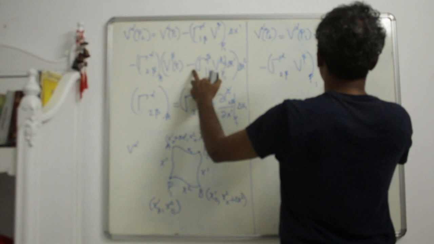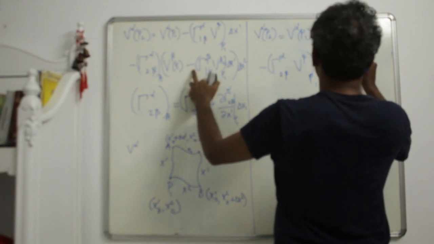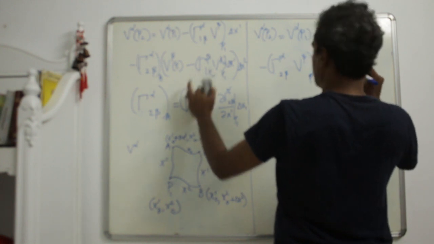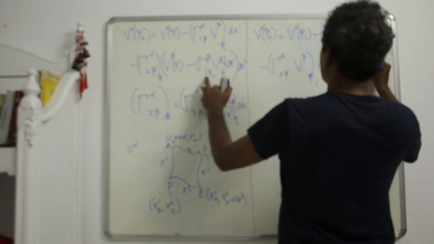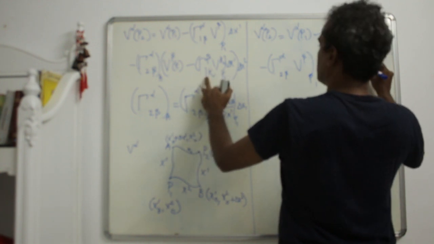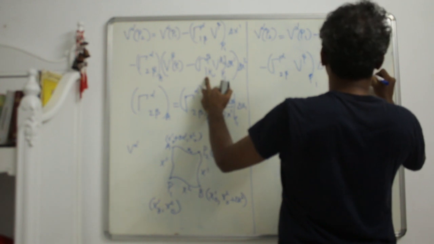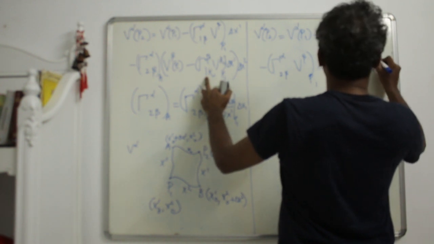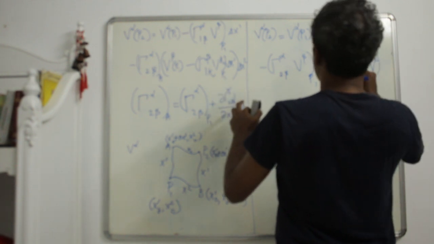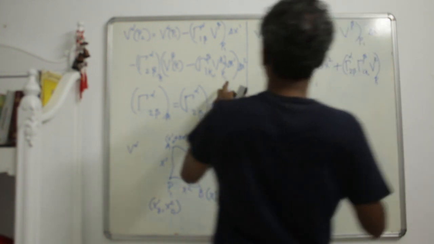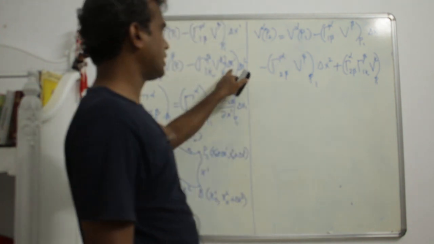plus gamma alpha 2 beta at P1 into gamma beta 1 kappa V kappa all at P1 multiplied by delta X1 into delta X2.